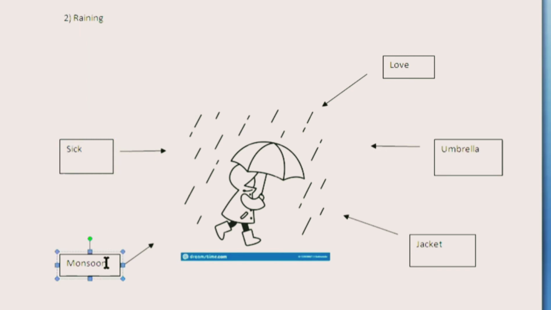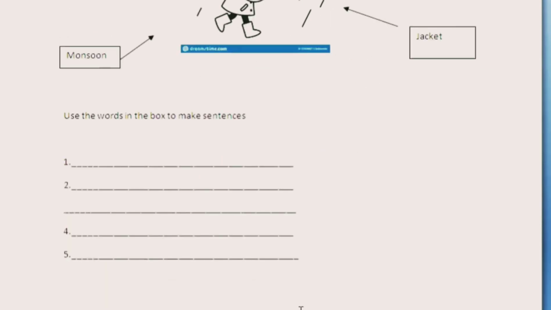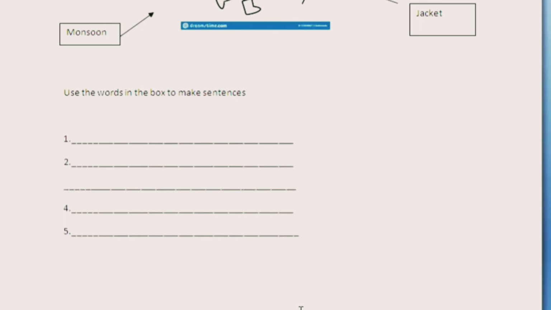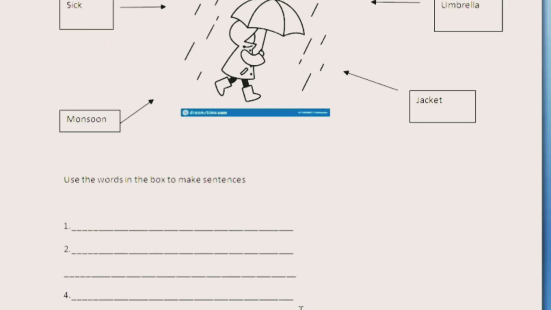Also, lastly, you can talk about when rains happen. Rains usually happen in the monsoon season. Now, you know, there are two monsoon seasons in Pakistan. There's a summer monsoon and then a winter monsoon. So you can talk about how rains usually happen in monsoon. And that is how you're going to be making all the five sentences using the words in the boxes.